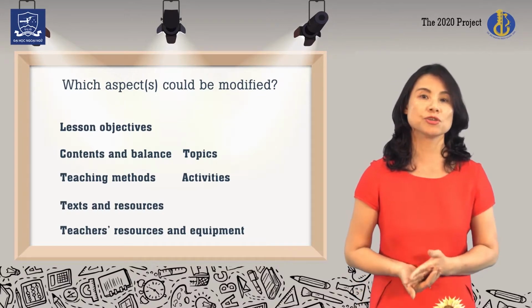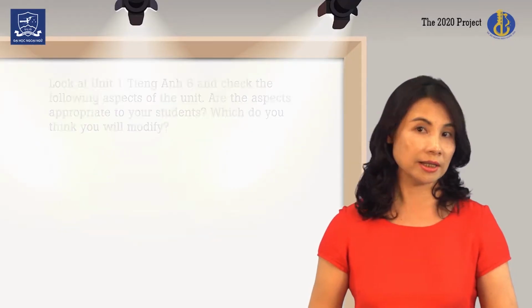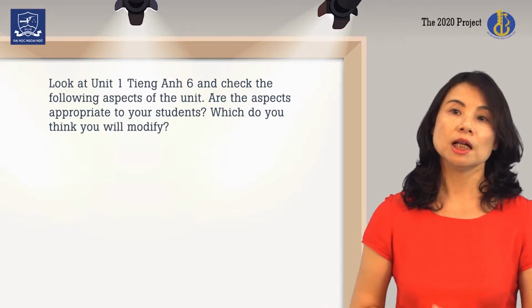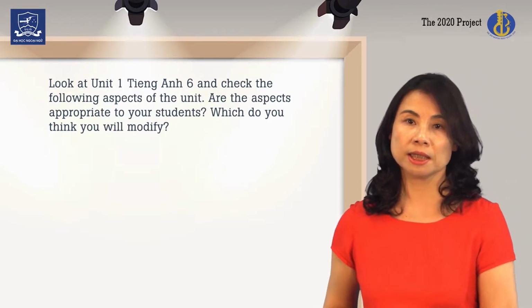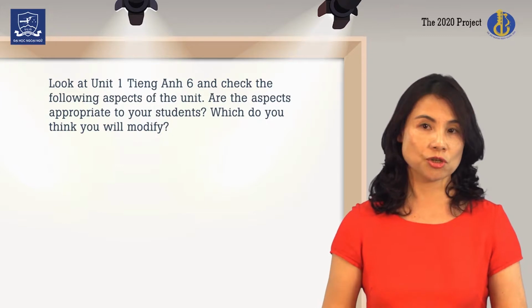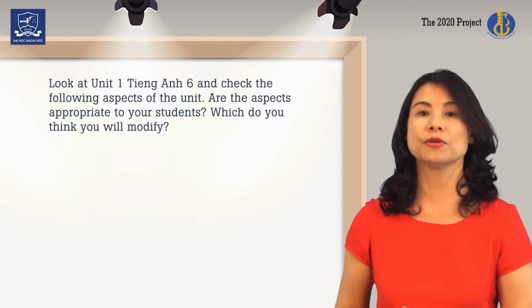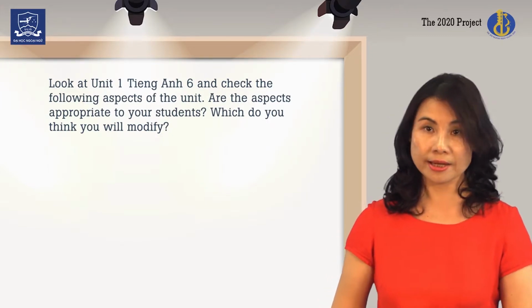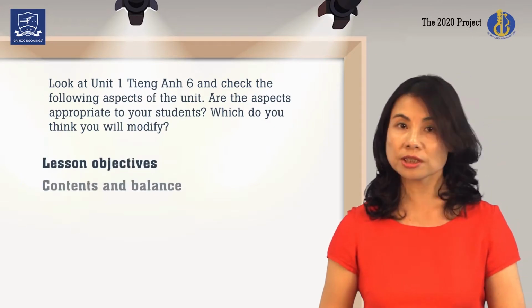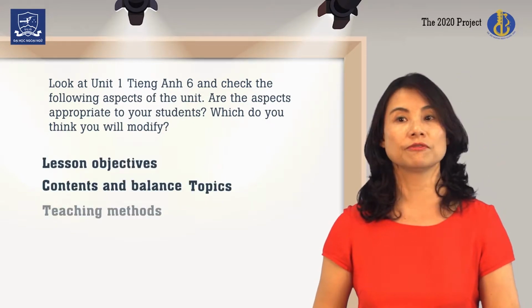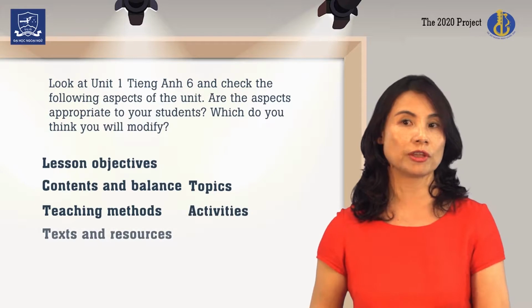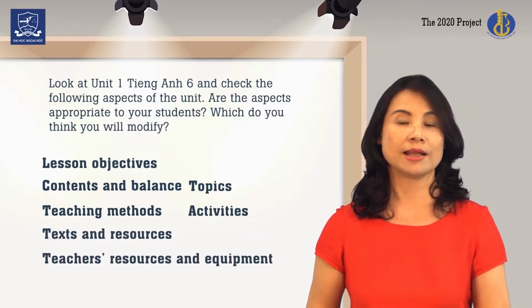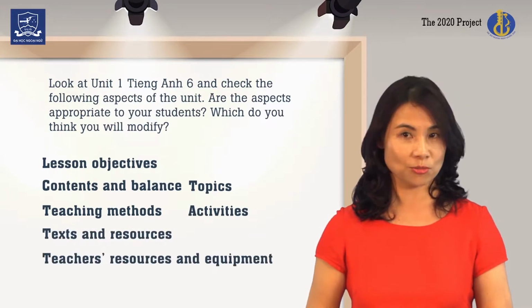Great! Now, look at Unit 1, Tiếng Anh 10 in your textbook and check the following aspects of the unit. Are there any aspects appropriate to your students? Which of the following aspects in the unit do you think you will modify? And how much of each would you want to modify?